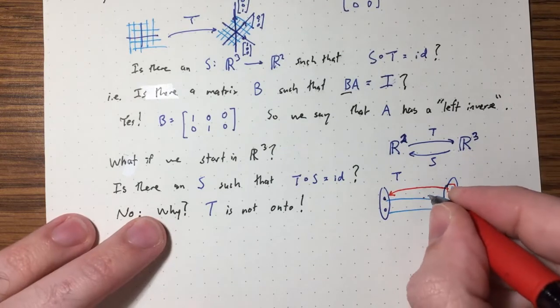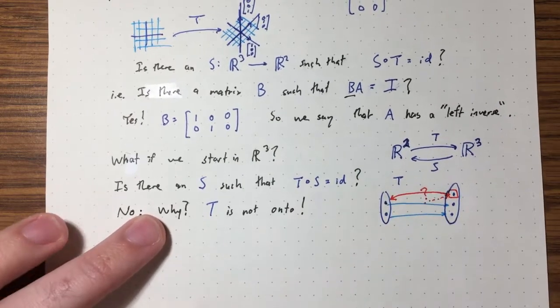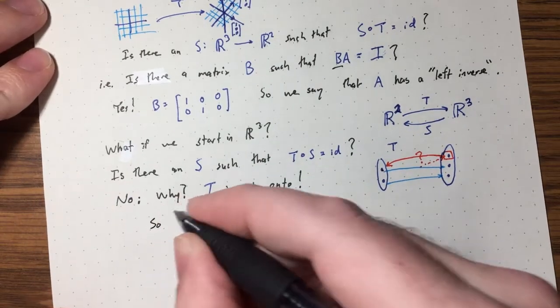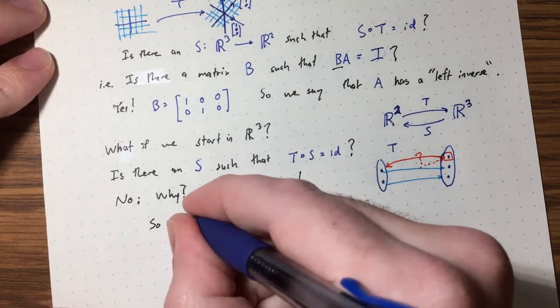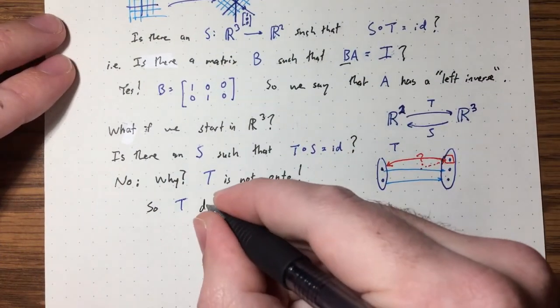I would like to sort of map back to that point, but I can't, just because T does not let me. There are certain points that are not in the range of T. So what do we say? We say, transformation T, this one was really nice. It did have a left inverse, but T does not have a right inverse.